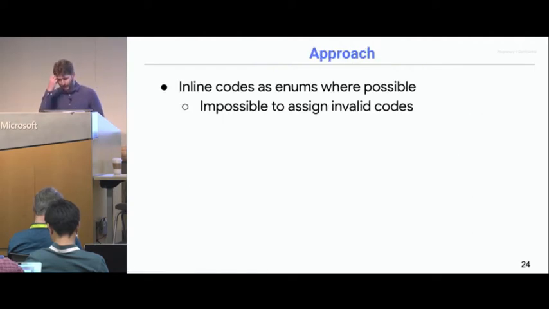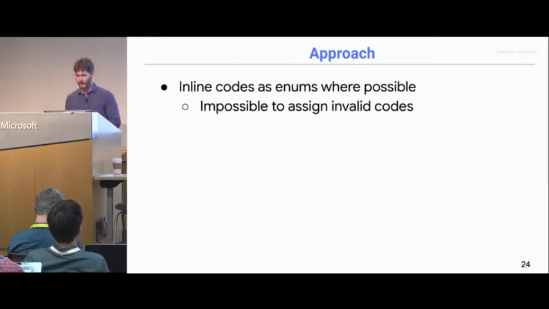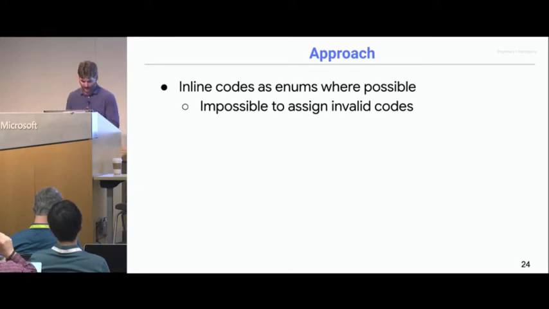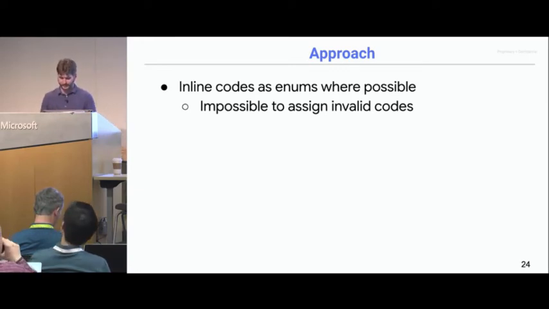So another big part of our approach is inlining codes as enums. And this makes it impossible to have an invalid code. This is going to be a repeating theme that we're going to get to throughout this talk, especially once we start talking about profiles: we want to make it as impossible as we can to input invalid data.